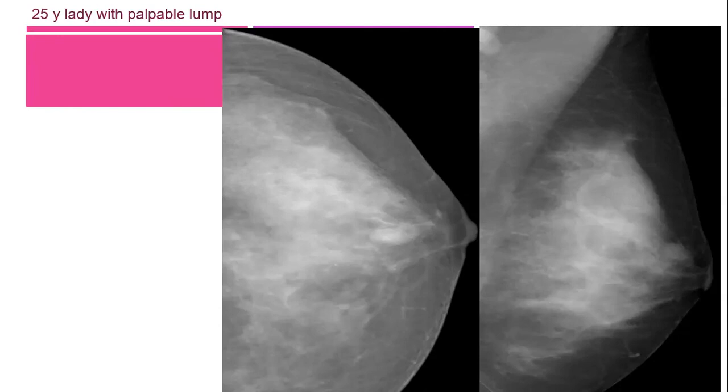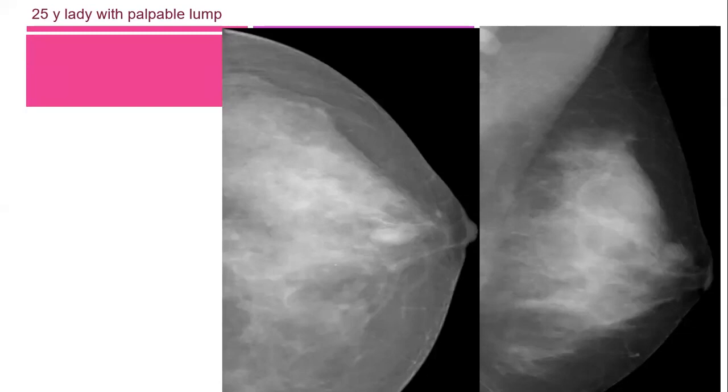So we have to look at the adjacent retroareolar area. I think it has mild thickening of the retroareolar area. There is no thickening. You have to do a spot compression view of this mass for more characterization of the border. Excellent, well done. Even though she is 25, we have to characterize the margins.